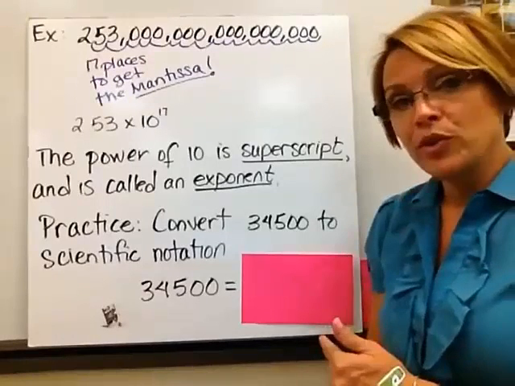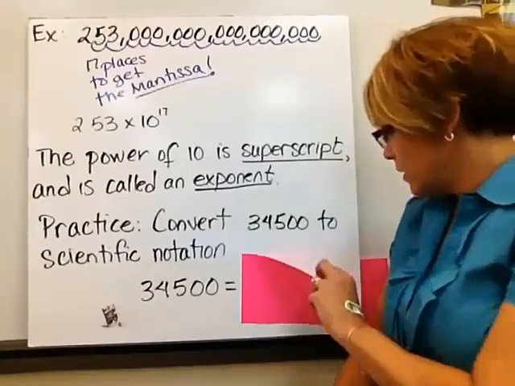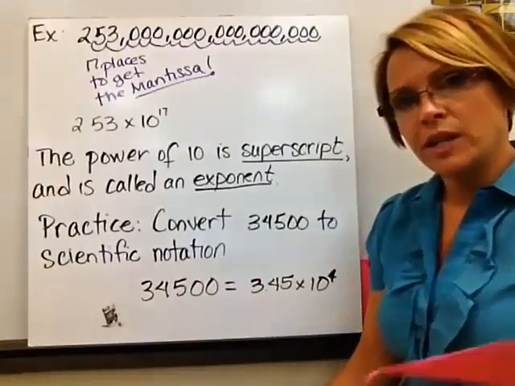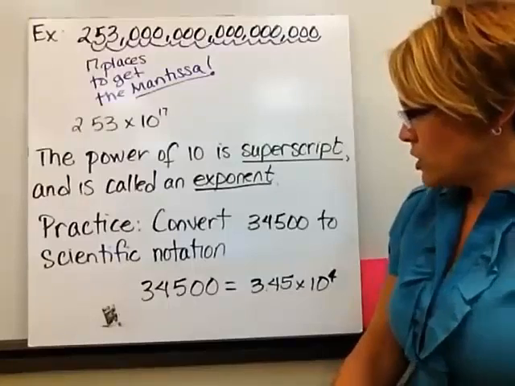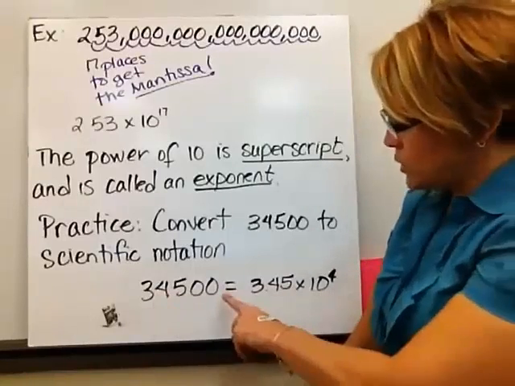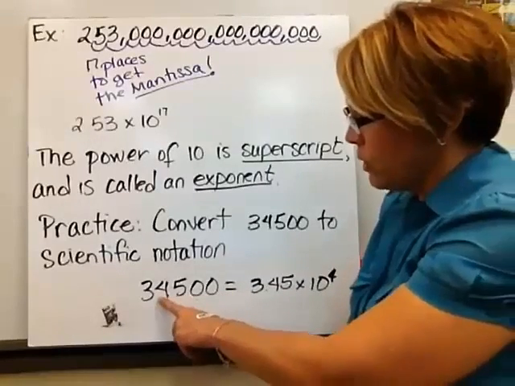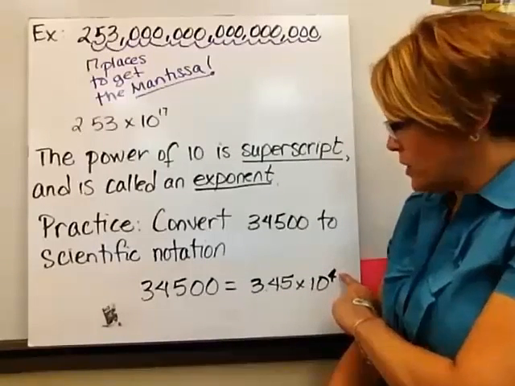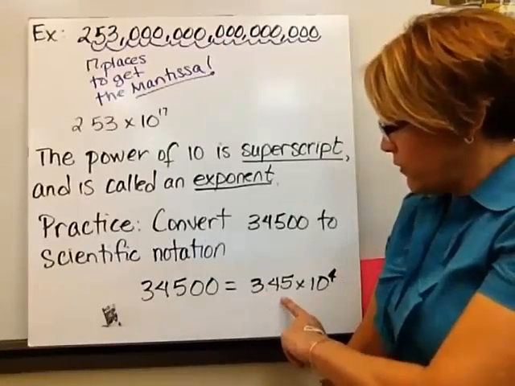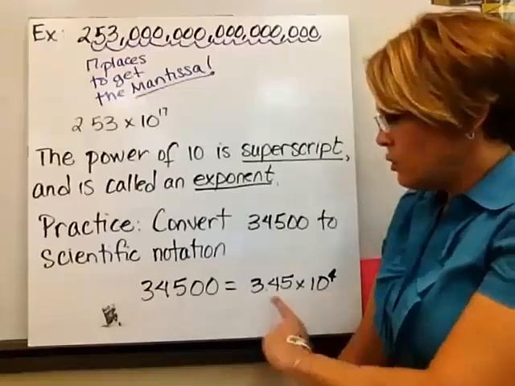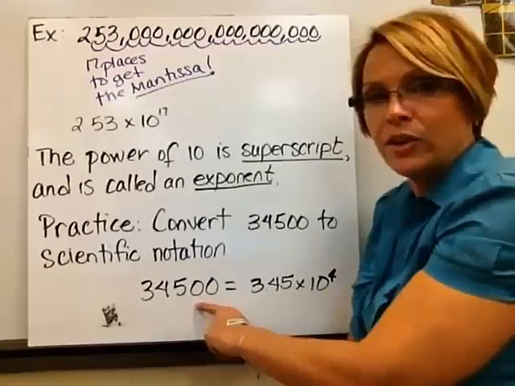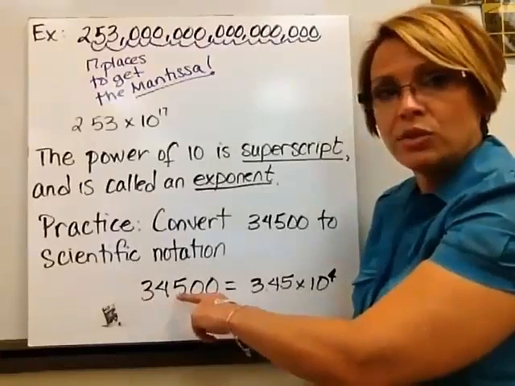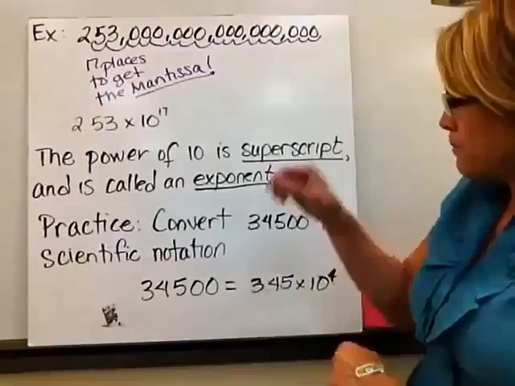Alright, I'm going to reveal the answer here under the big pink square. Alright, there you go. So there's your answer. In order to reach the mantissa over here, we have to move the decimal point 1, 2, 3, 4 places. And then we use that 4 as our exponent in the power of 10. So the answer is 3.45 times 10 to the 4th. Now notice that I used all of the numbers that are included that are not zeros in the scientific notation, and that's really important that you do that. All right?